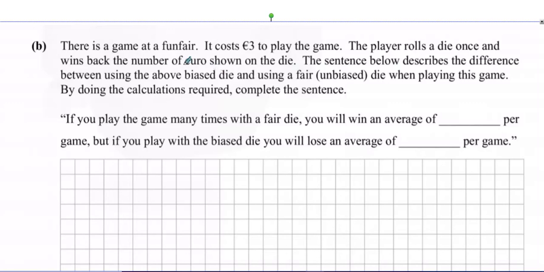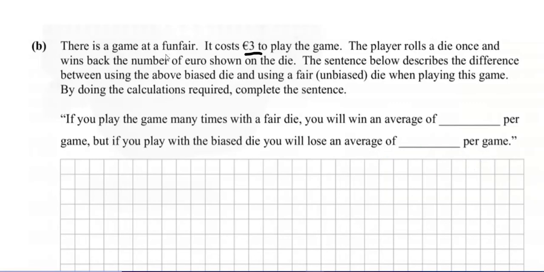The game is at a fun fair. It costs €3 to play the game. The player rolls the dice once and wins back the number of euros shown. The sentence below describes the difference between using the above biased dice and a fair unbiased dice when playing the game. If you play the game many times with a fair dice, you win an average of blank per game. But if you play the game with a biased dice, you lose an average of blank per game.